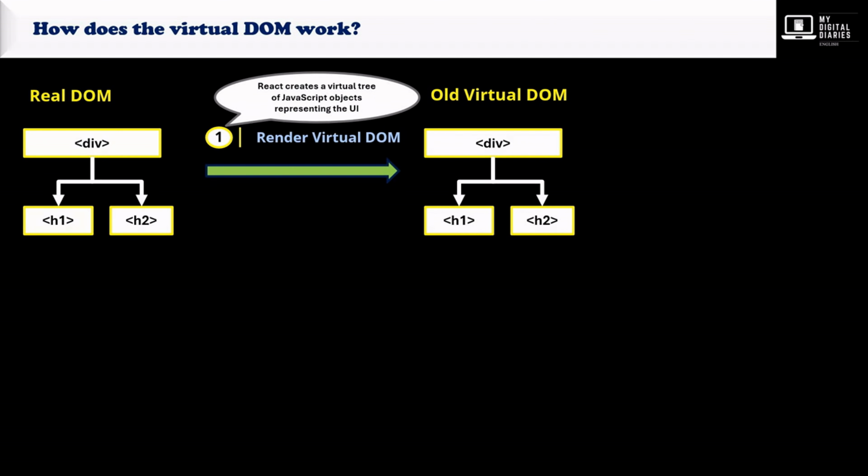At first render, the virtual DOM and real DOM look exactly the same. So you can see the real DOM and the virtual DOM are both exactly the same at the first stage, where React creates a virtual tree of JavaScript objects representing the UI.